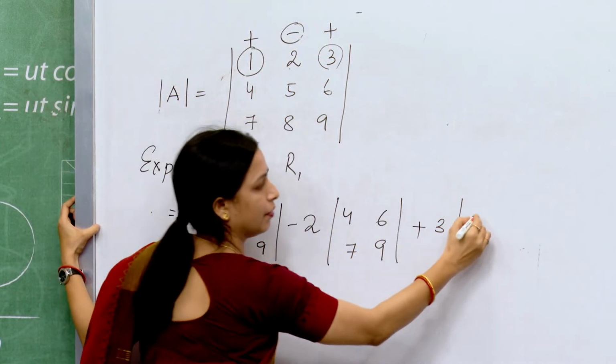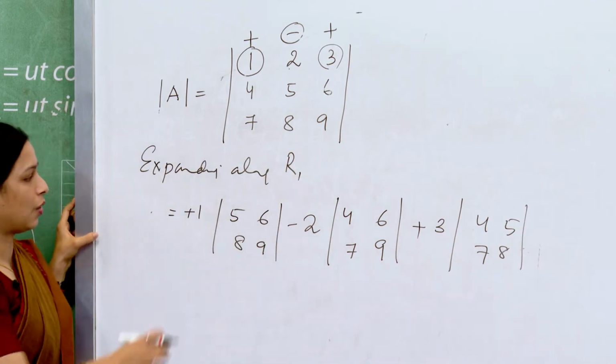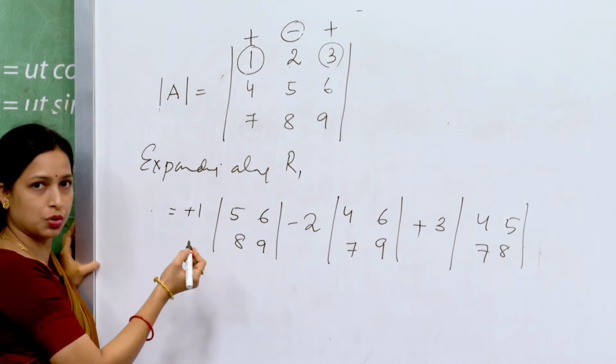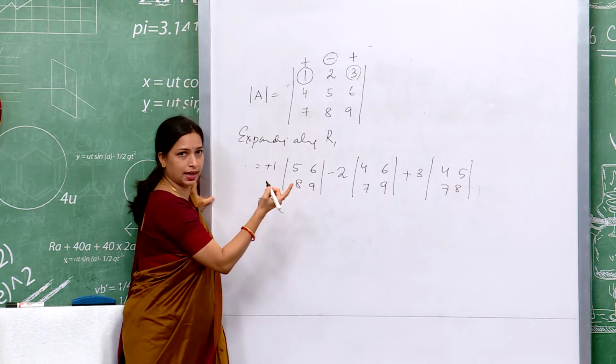So 4, 5, 7, 8, right? Now we know how to find out the determinant of a second order. So we just do that. We cross multiply the diagonal elements and then we take the difference.